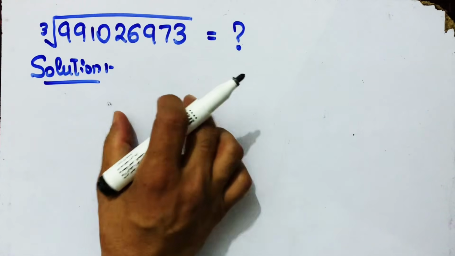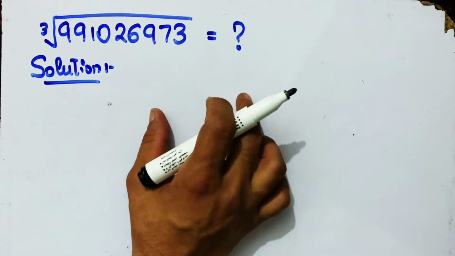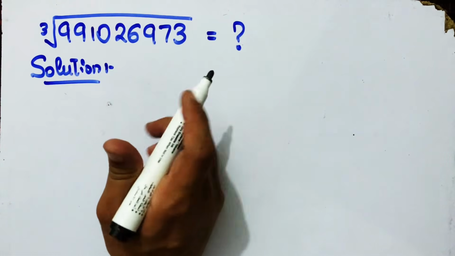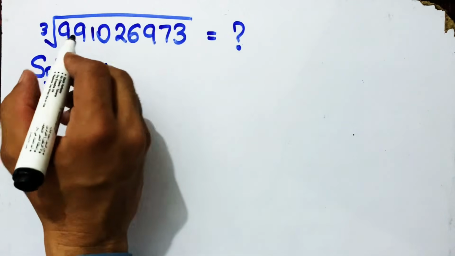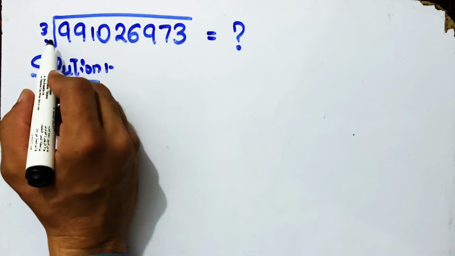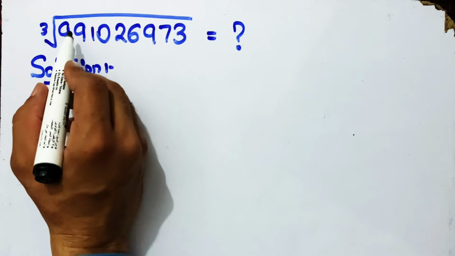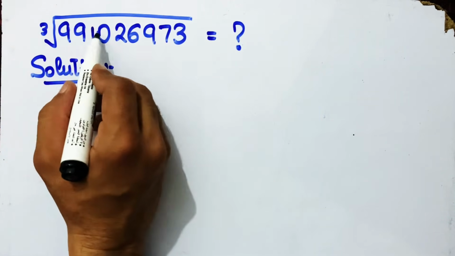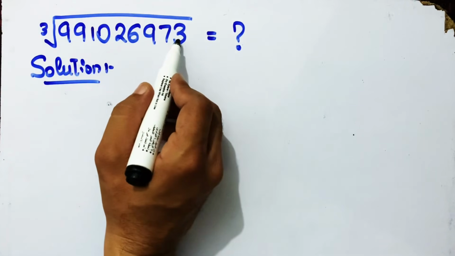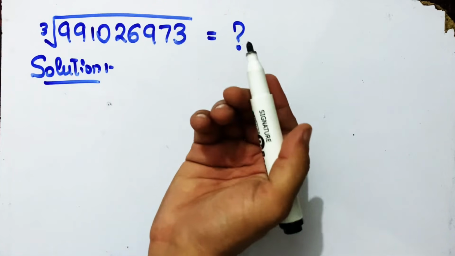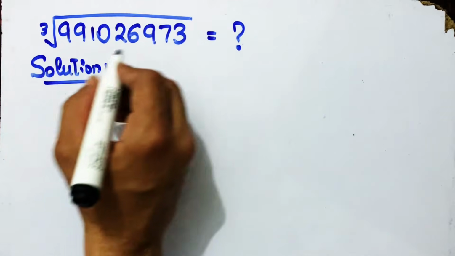Today I am solving this crazy math problem without using a calculator. So let's find out the solution. I have an equation where the cube root of 99,910,026,973 is equal to something. Let's find the solution in an easy way.